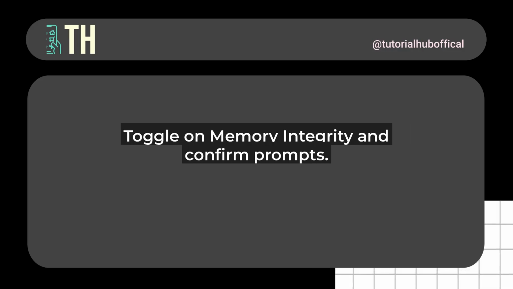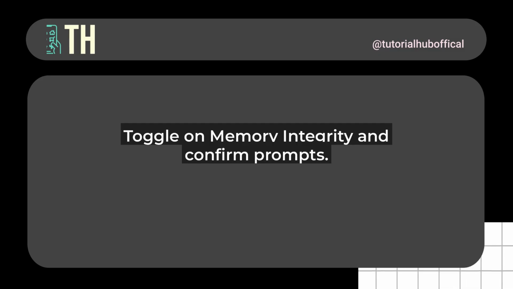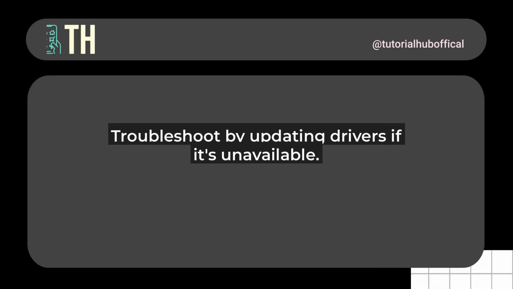Now, a quick heads up. If Memory Integrity is grayed out or won't turn on, it could be due to incompatible drivers or hardware. In that case, check for Windows updates. Update your drivers via Device Manager, or visit the manufacturer's website for the latest versions. Once that's sorted, try enabling it again.